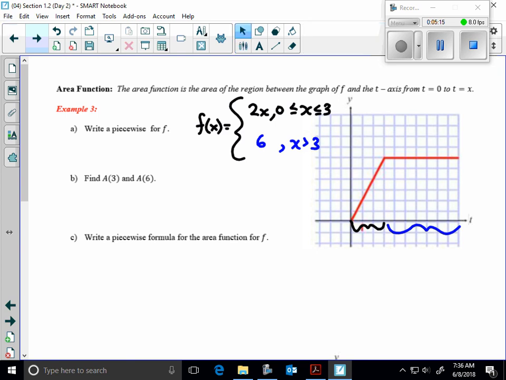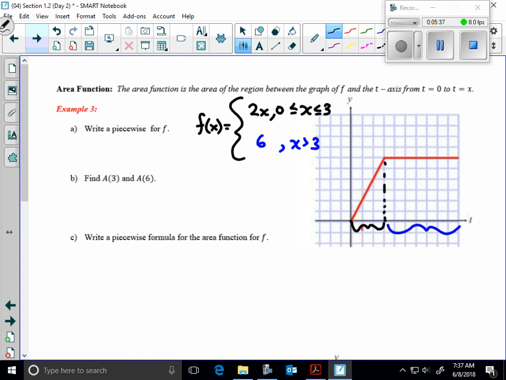So let's find the area if x is 3. So what does that do? Well, what that does, the area function, is it starts at 0 and it accumulates up until that x value. So a of 3 would be the area from 0 to 3. Okay, so I want to talk about finding that real quick in general terms.